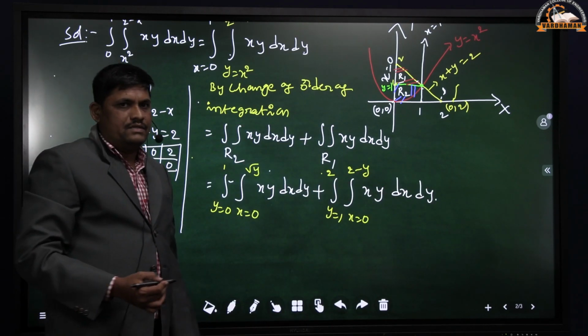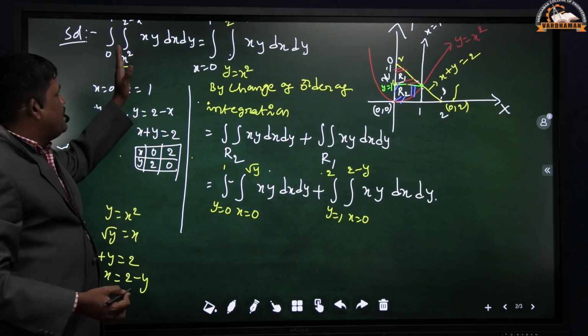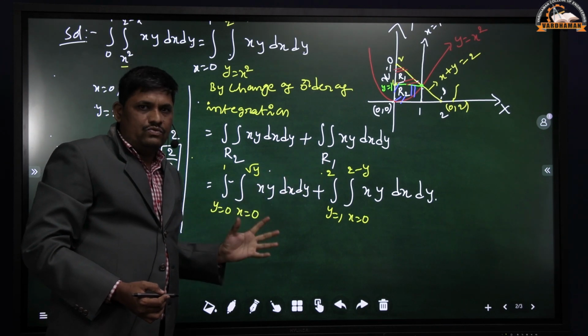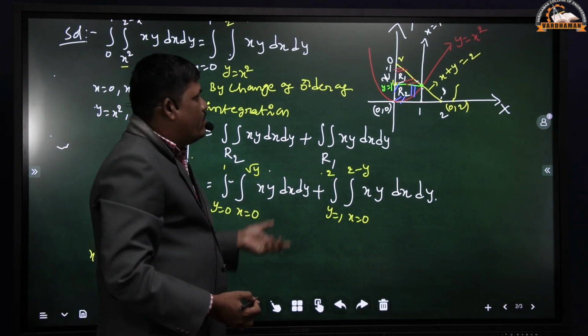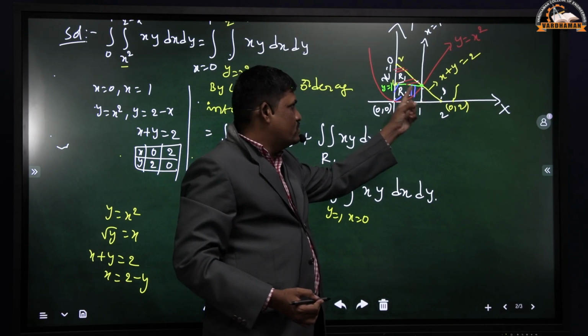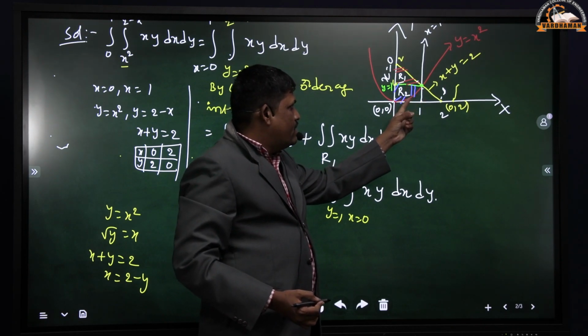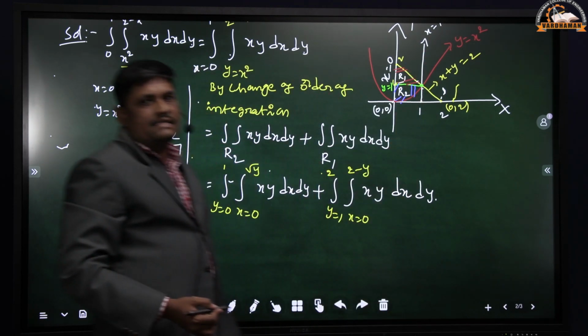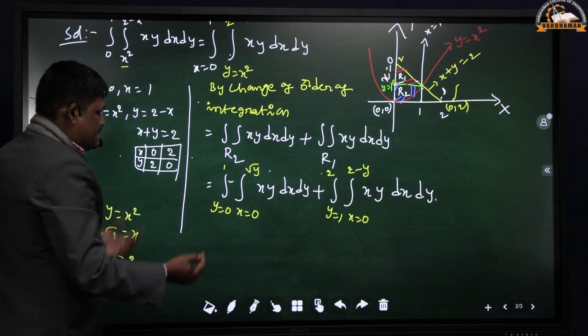It's a complex region. The given region is divided into two regions, namely R1 and R2. So once you identify this, and the intersection point of three curves, y is equal to x square and x plus y is equal to 2, and one more is x is 1, then you are able to understand this region. So next is evaluation.